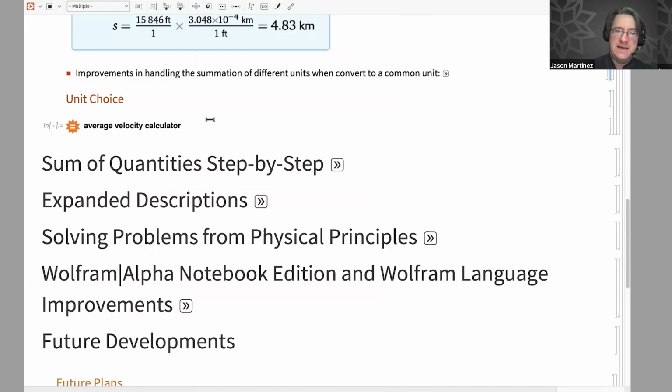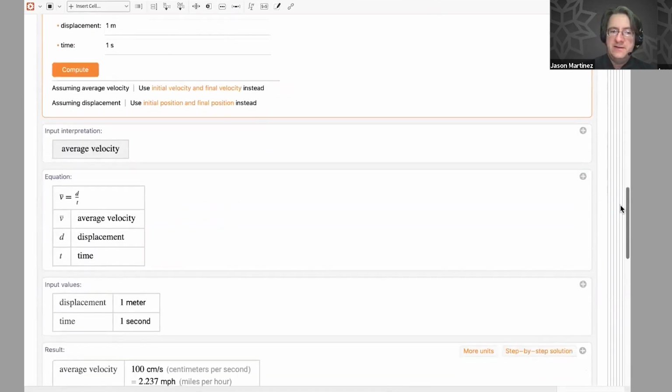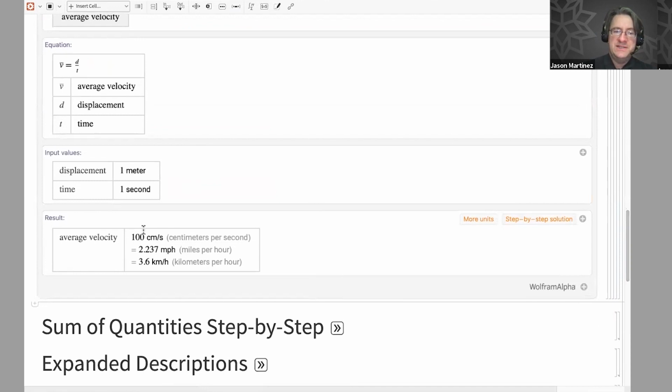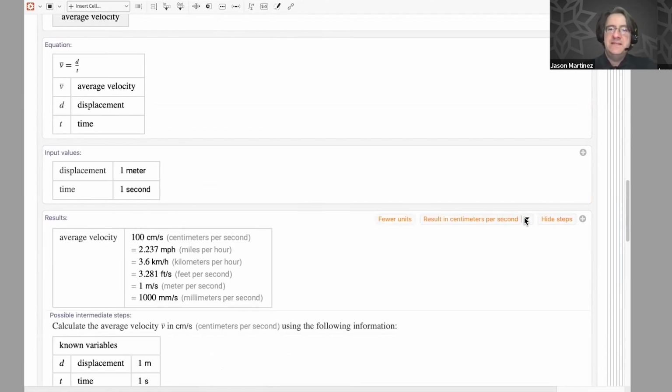And then lastly, here is the addition of unit choice. So now you always had on the website the results in several different units. And you could always click on more units to get a larger set to look at. But the step-by-step solutions were always limited to whatever that first result was.